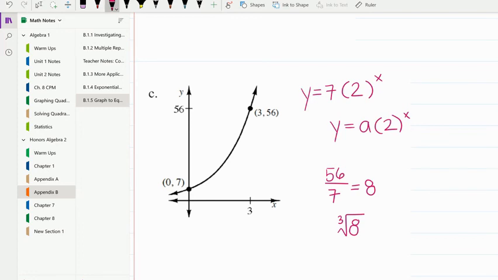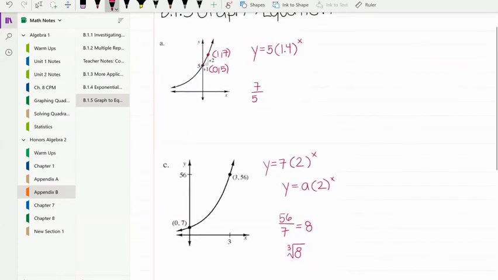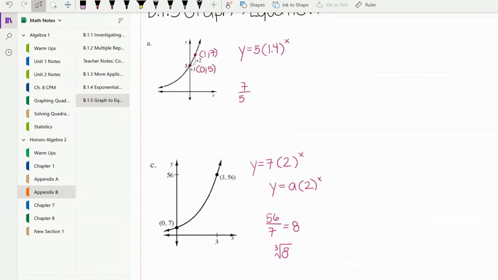That will happen with problem letter E, where you're going to have to solve for a. So this will help get you started. That's 2 of them. You will just need to do 6. So all you're doing is coming up with the equations for the graph.